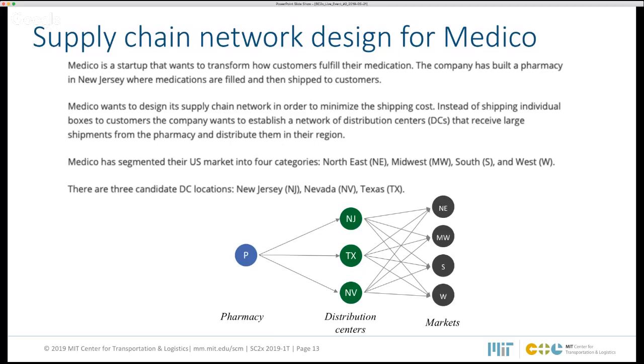So the first piece of advice: when we are presented with this kind of problem, the first thing that I usually do is create a diagram. Just a rough diagram where you can see how the goods move through the different tiers of the supply chain. In this case, it's clear that the goods are moving from the pharmacy to the distribution centers and from them to the markets. First recommendation: draw a diagram of your supply chain.